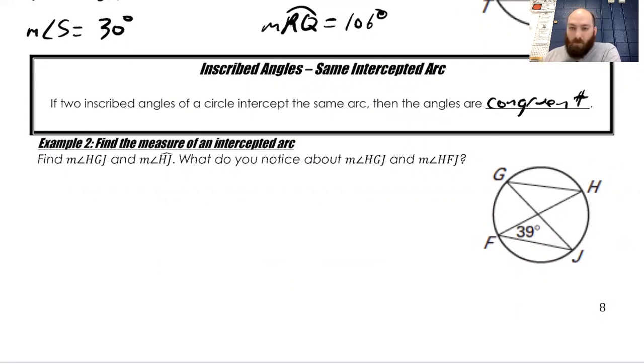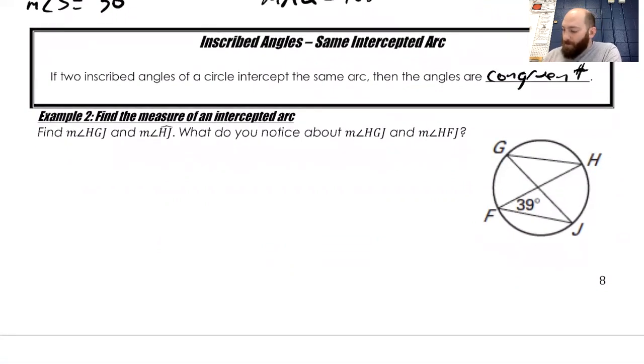Okay, and that makes sense because if I look at this one right here, find the measure of HGJ and the measure of, that's weird. I think that's supposed to say measure of arc HJ. So ignore that little angle symbol. Okay, so the measure of arc HJ. What do you notice about those?